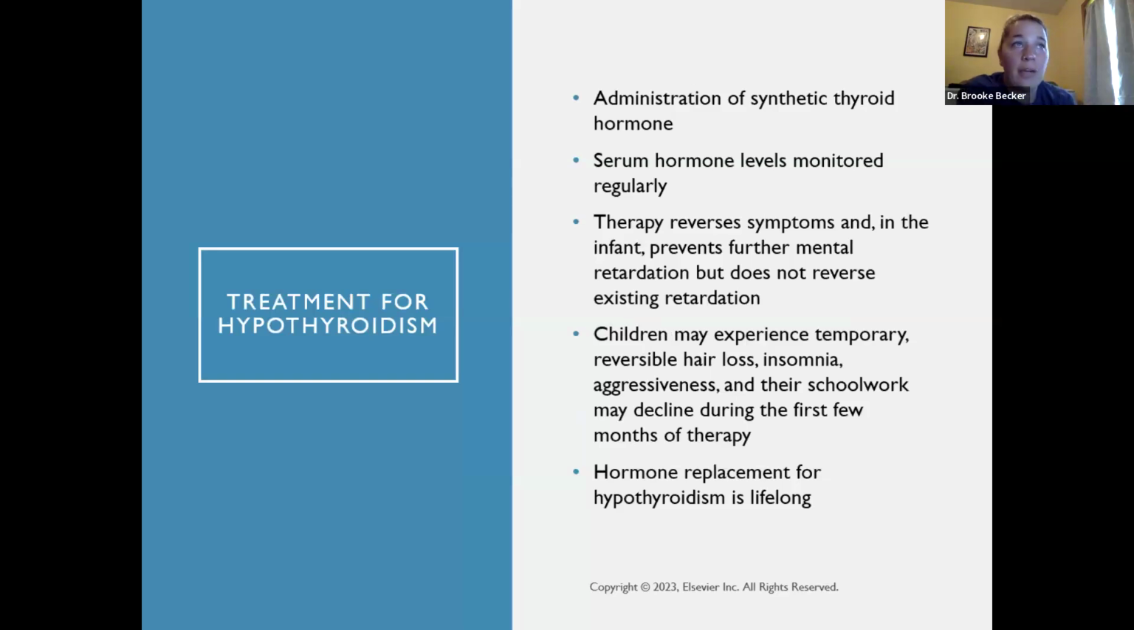So treatment for hypothyroidism, they're going to need thyroid hormone replacement, and they're going to need their hormone levels routinely checked. The therapy then reverses the symptoms, and the child should return to normal and be able to function appropriately. Okay. The other thing too is if kids start having hair loss or their hair becomes really brittle, then I get concerned also about hypothyroidism. And if they're hypothyroid, they have to do hormone replacement lifelong.